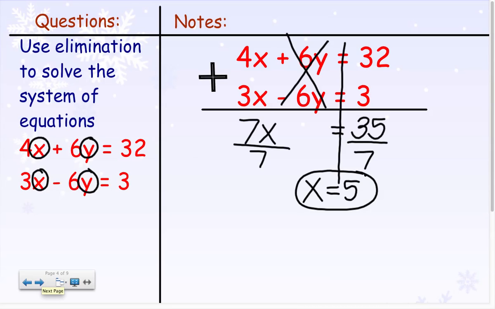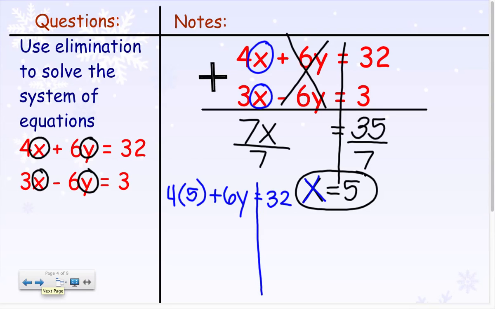Just like in substitution, you have to go back in and plug it into one of the original equations. Now you can really choose either equation. It doesn't matter which one, but we have to look for the one with x because we're plugging 5 in for x. So we're either going to plug x into the top equation or the bottom. I'll choose the top equation. 4 times 5 plus 6y equals 32. So all I did was replace x with 5. Now I'll simplify from here.